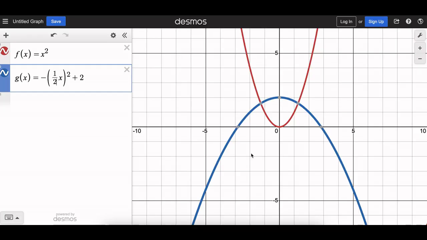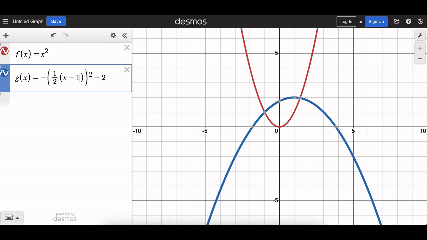Then for our final step, we want to move it to the right one. So we're going to replace this x with x minus 1. And there's our graph of g of x for example 2c.